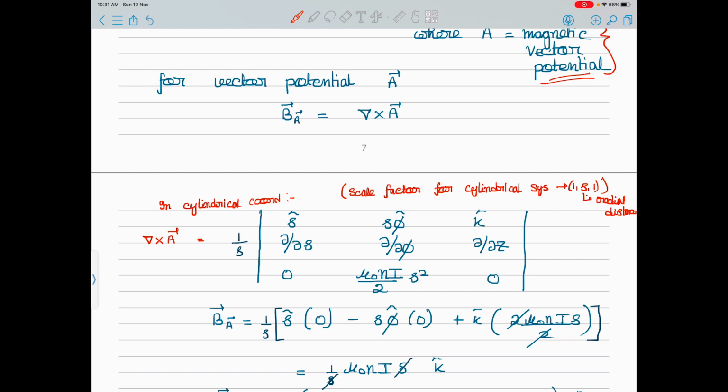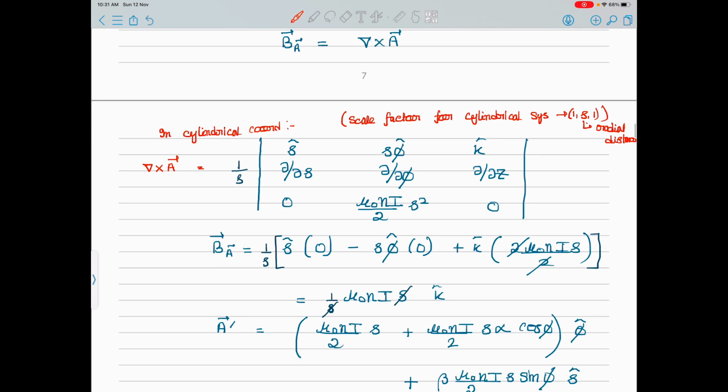Why? Because in the third row and in the first row also, these scale factors are multiplied with respective unit vectors and respective magnitudes. So here 1 into s cap is multiplied, here s into phi cap, and there is 1 into k cap. Similarly 1 into 0, s into mu naught ni by 2 into s, which is the magnetic vector potential, and 1 into 0 again.